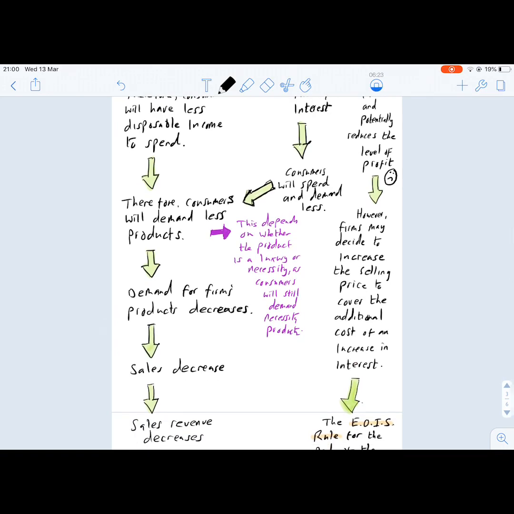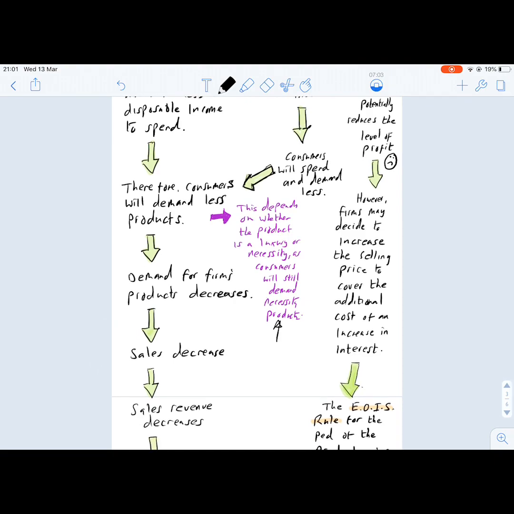However, this does depend. Have a look at what's here in purple. We've got a nice purple evaluation point here. This does depend on whether the product is a luxury or necessity good, as consumers will still demand necessity products. So what we're saying here, if consumers' income does go down because they are paying more interest, they do have less disposable income, the demand for necessity products such as basic foodstuffs and pharmaceutical prescriptions, medicines, etc., the demand will still be there.